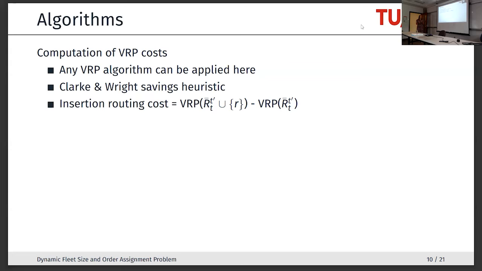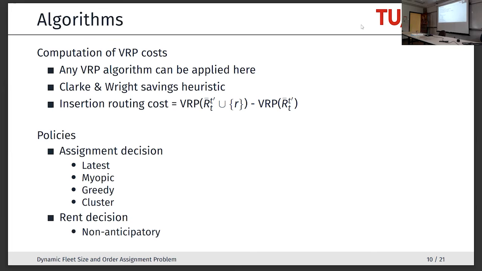To keep it simple, we now just work with the Clarke and Wright savings heuristic, because in that way we get results really fast and we can focus on the other parts. Throughout the presentation, I will refer to insertion costs, and the insertion cost of an order is simply equal to the vehicle routing cost with the order minus the vehicle routing cost without the order. And the vehicle routing costs are computed by solving the corresponding routing problem using Clarke and Wright twice. So one with the order and one without the order.